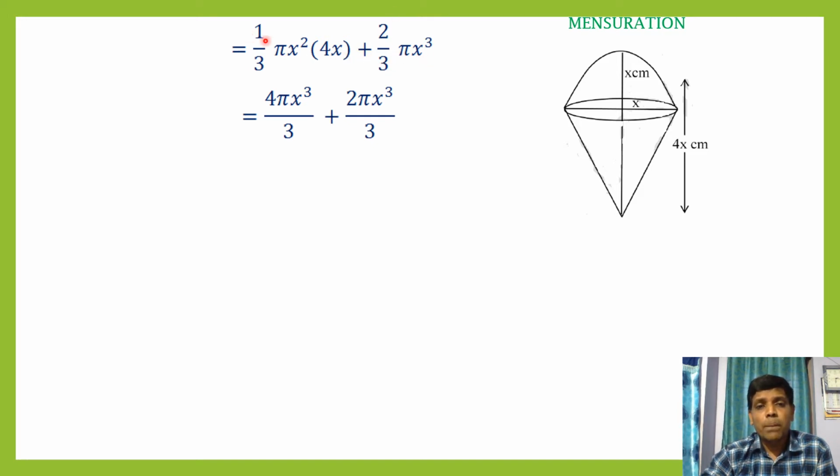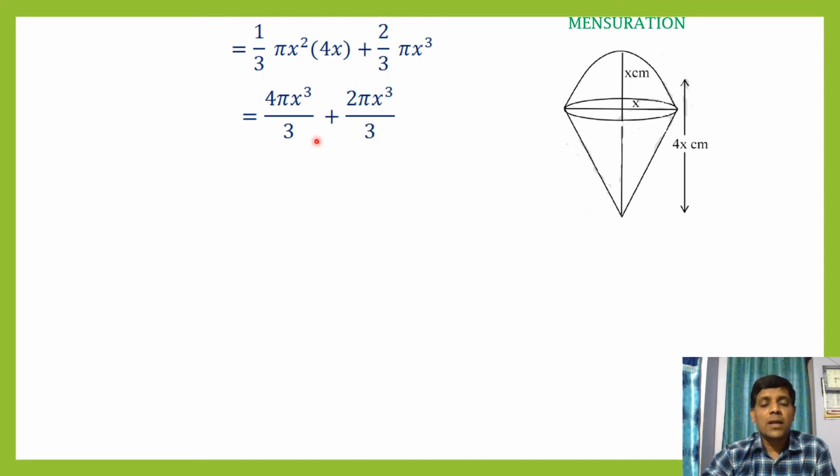1 into π x² into 4x means 1 into π into 4x into x², which is 4πx³. This is written as 4πx³/3 plus 2 into πx³, that is 2πx³/3. So the denominator is 3.